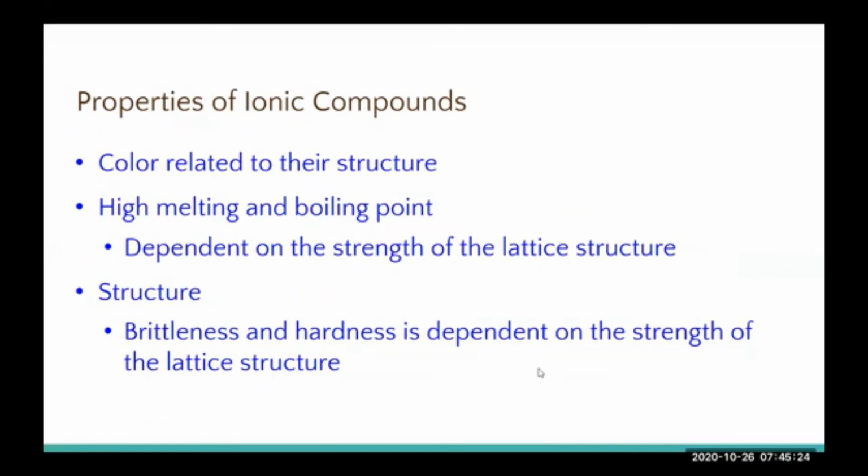The color of ionic compounds is always related to their structure. They have high melting and boiling points, and how high is dependent on the strength of their lattice structure. The higher the melting and boiling point, the stronger the lattice structure. And brittleness and hardness are also based on the strength of the lattice structure. So very brittle compounds might have a very strong structure, and very hard compounds might have a strong structure.